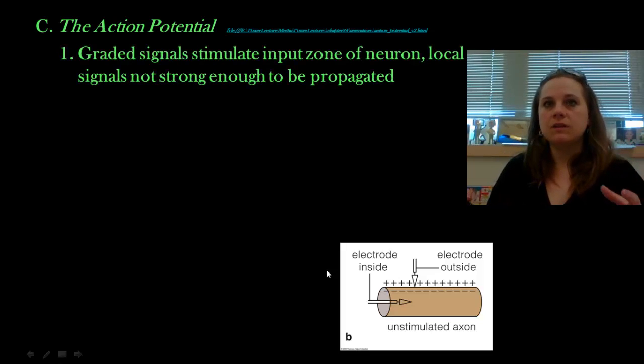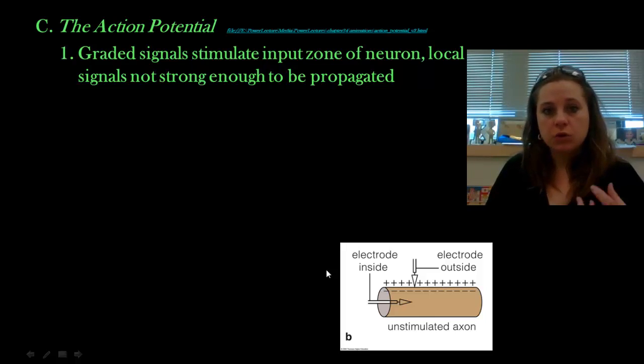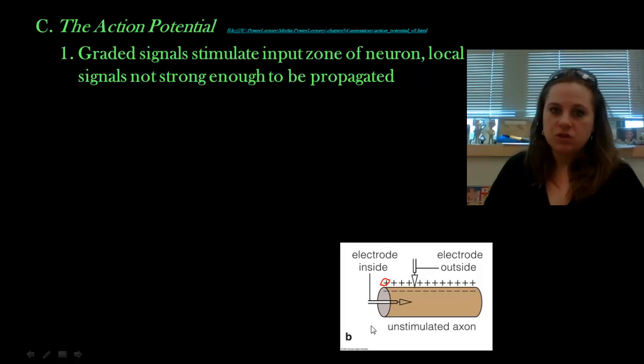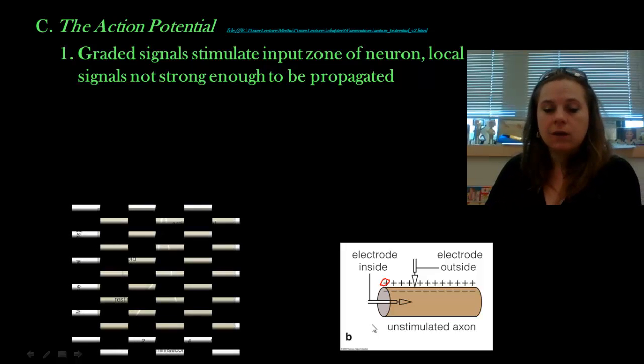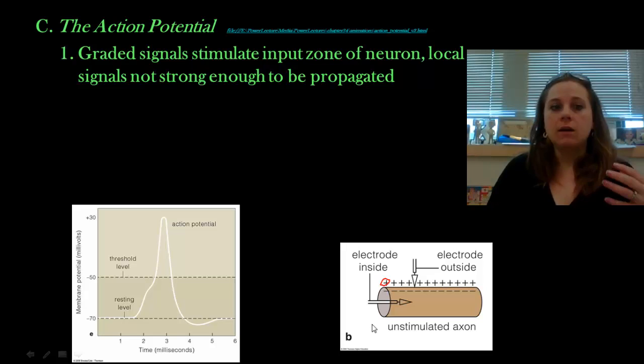because of the relative difference in the amounts, there's way more sodium outside concentration-wise, so there are way more pluses outside than there are inside. So we refer to that as being way more positively charged outside the cell than inside. It's not that it's negative inside, it's just less positive, I guess you could put it. So signals stimulate at the input zone, and if the signal's not strong enough, no signal will continue.